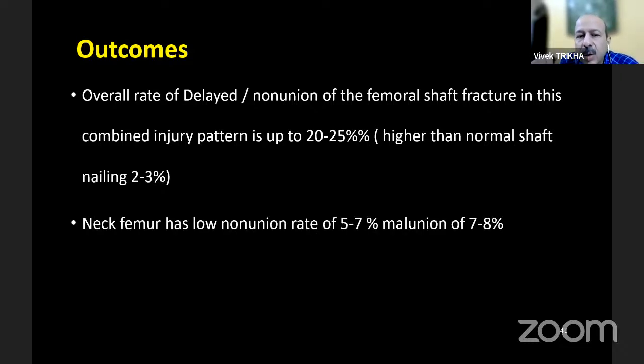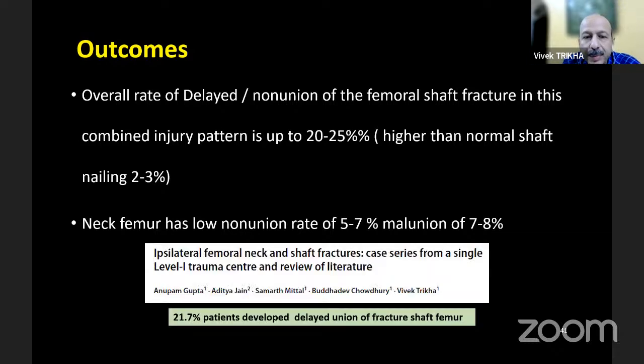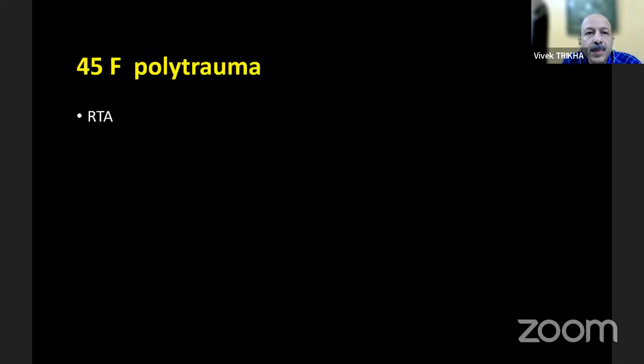The neck femur has a low non-union rate of nearly 5-7%, as compared to isolated neck femur fractures, which have around 15-20% non-unions. Here the neck is less, but the shaft is nearly 20-25%. So that's what we need to take care of. And this was there even in our paper, where nearly 22% of patients had delayed union of the fracture shaft femur, for which other procedures were also required in a few cases.